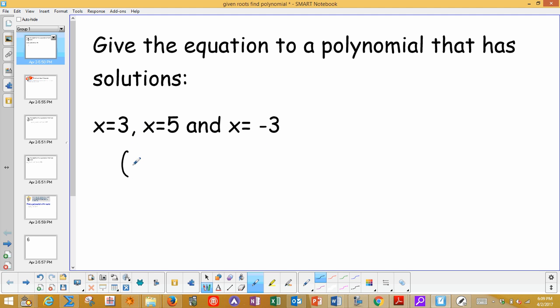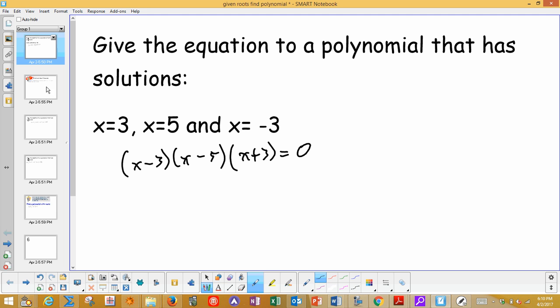And you pretty quickly know that's got to be x minus 3 for this one, x minus 5 for that one, and x plus 3 for that one. But since we're talking about solutions, we mean a polynomial equation. Okay, so there's our answer. And we could slap in other roots that could have other solutions, but that's our simplest answer. And we don't need to multiply this out. We can leave it that way. If we needed to, we could.